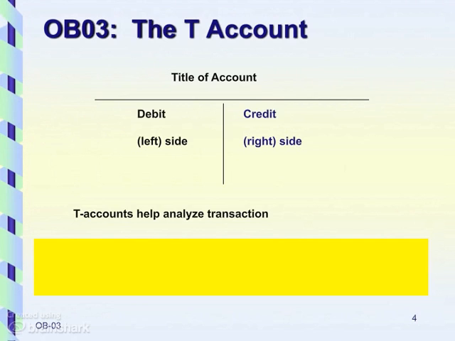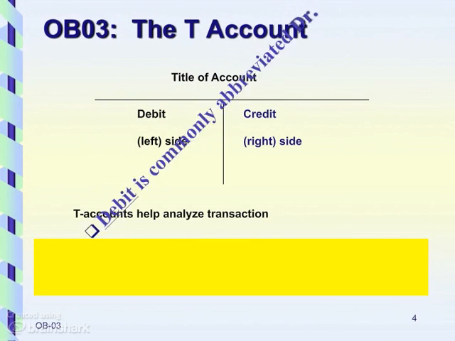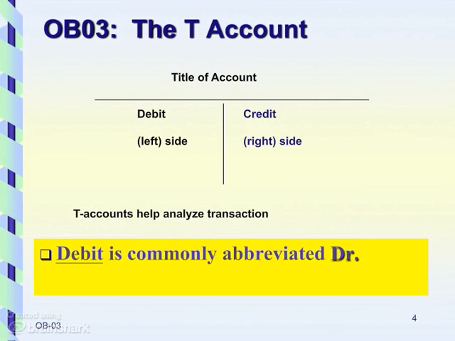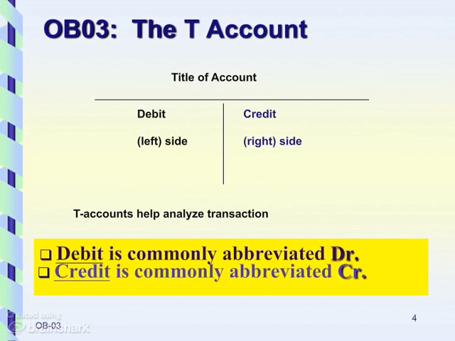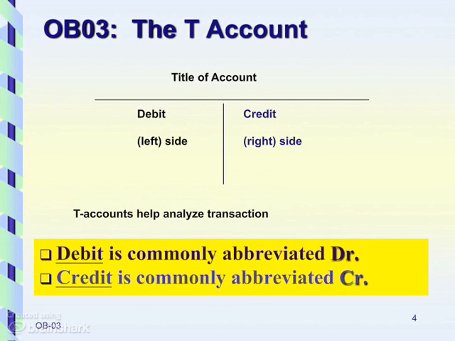A debit is commonly abbreviated as DR, and a credit is commonly abbreviated as CR. The debit, DR, is Latin for debrare. It does not mean that something is increasing or decreasing. That is all determined based on whether the normal side for that account is the left side or the right side.